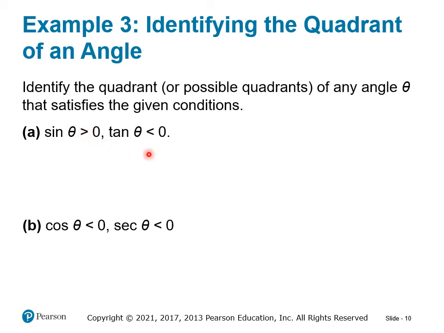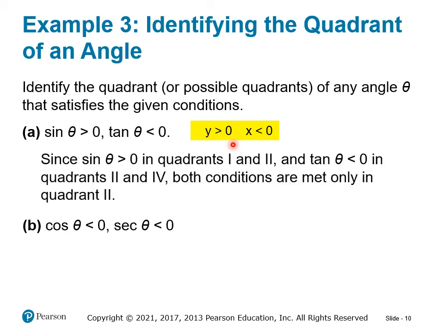However, we're also learning here that tangent has to be negative, and tangent is negative when x and y are on different sides. So here y is greater than 0 because of the first one, but since tangent is less than 0, x has to be the opposite sign, so it has to be negative. Well, what quadrant is x negative and y positive? That is quadrant 2.